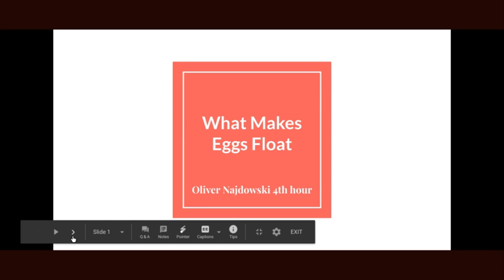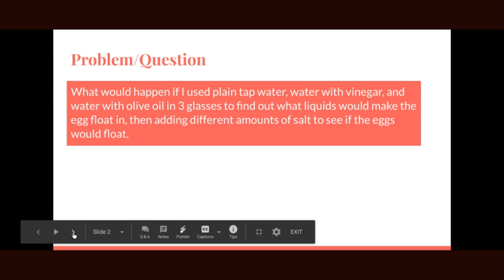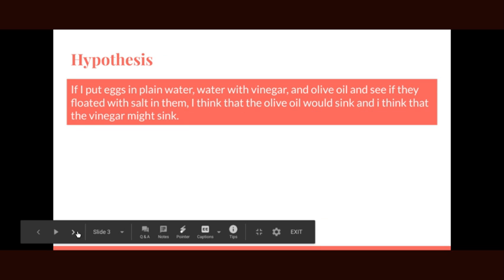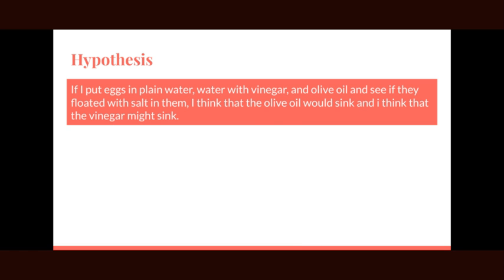What makes eggs float? What would happen if I used plain tap water, water with vinegar, and water with olive oil in 3 glasses to find out what liquids would make eggs float in, then adding different amounts of salt to see if the eggs would float? Hypothesis. If I put eggs in plain water and water with vinegar and olive oil and see if they floated with salt in them, I think that the olive oil would sink, and I think that the vinegar might sink.